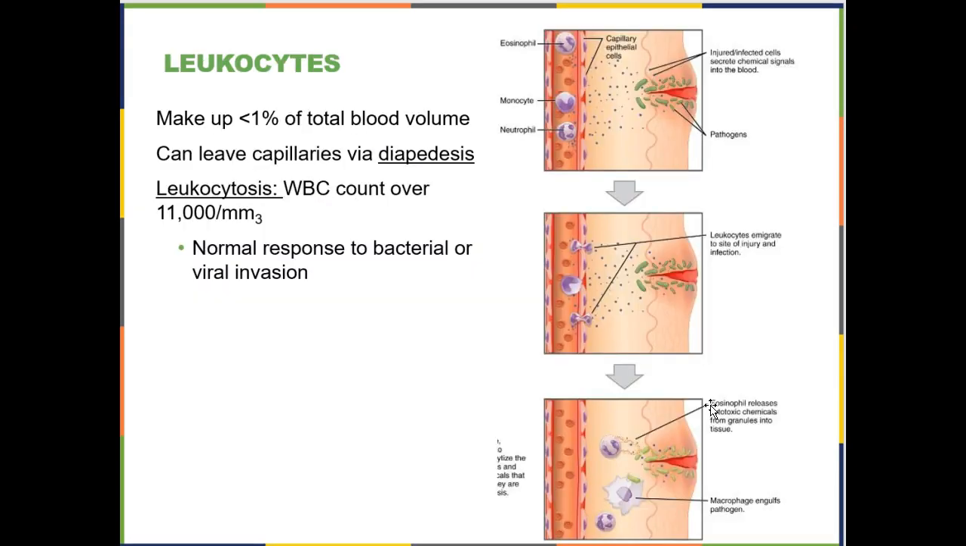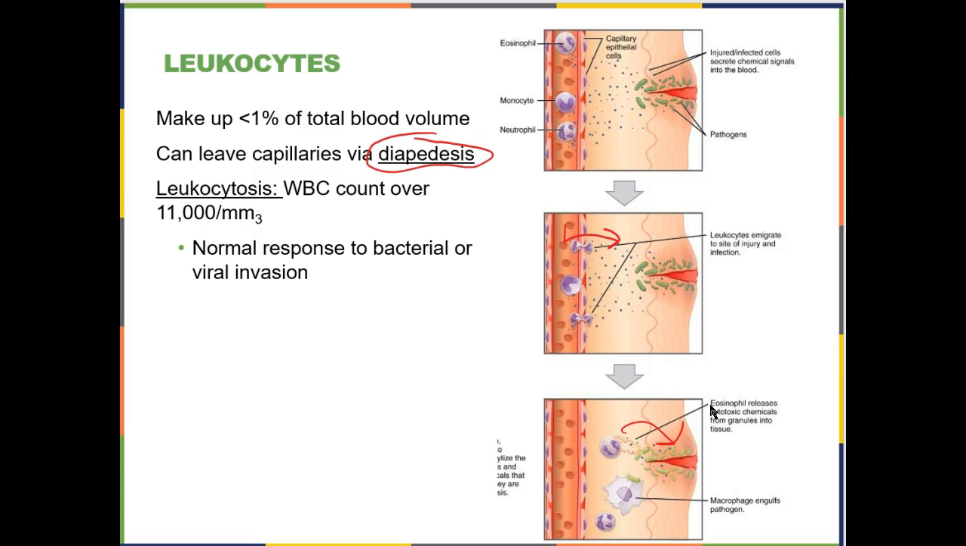Let's see. Oh, here's a couple things I forgot to mention. This term right here, if you had me for Anatomy and Physiology 1, you know what diapedesis is. This is when white blood cells attach to the cell wall, crawl out of the bloodstream and migrate towards a wound.